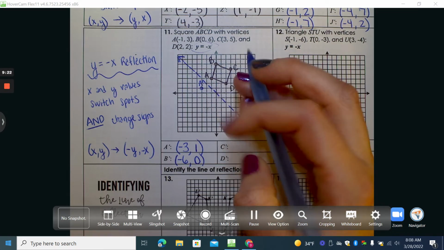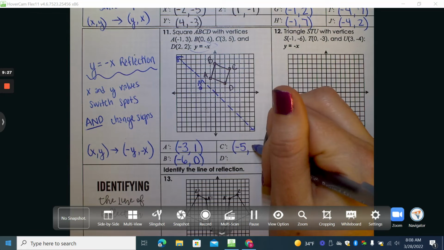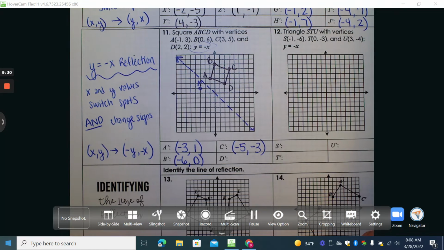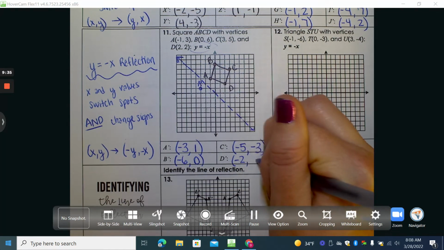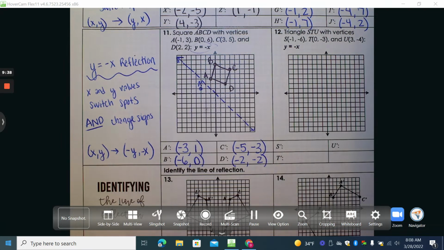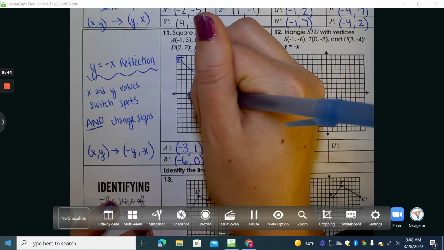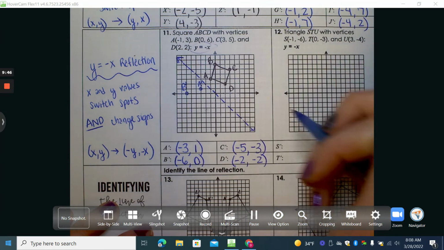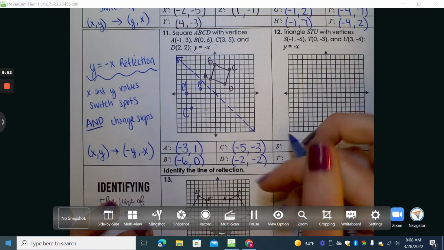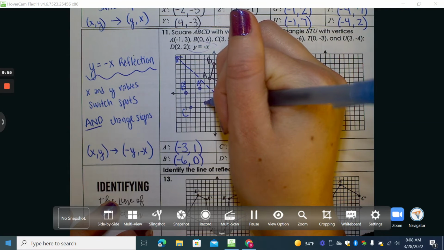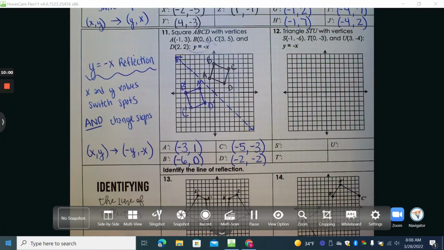3 and 5, that +5 is now going to become a -5 at the beginning, and that +3 is now going to become a -3 at the end. D, those two switch, and they both change to a -2. And so I want to graph all 4 of those points. -6, 0 is my new B prime. -5, -3 is my new C prime, and -2, -2 is my new D prime. And so this is my reflection.